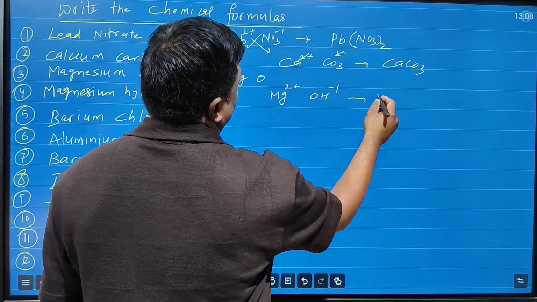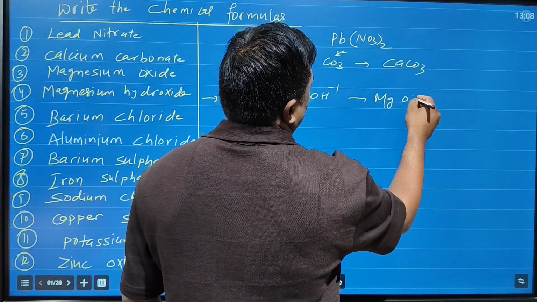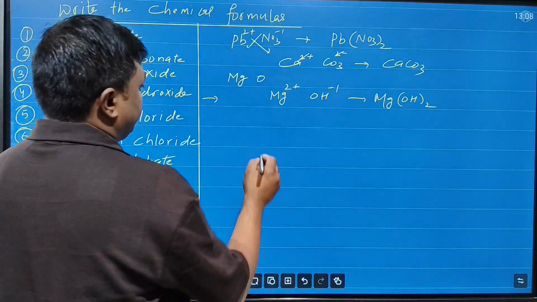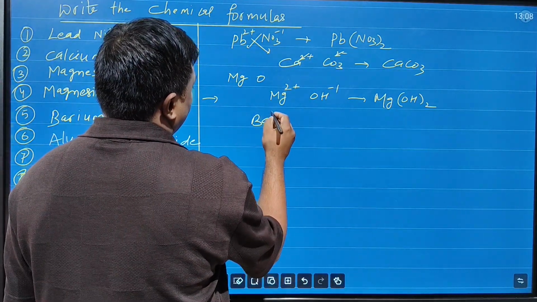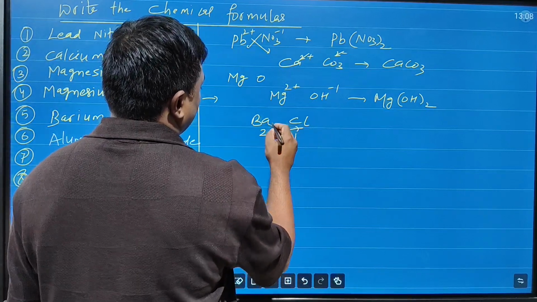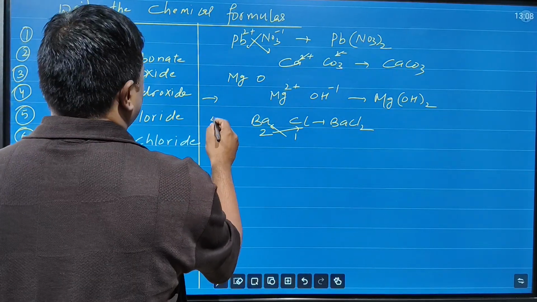OH minus 1. So we are going to write a 2 will move here, 1 will come here. So Mg(OH)2. Now barium chloride. So barium is what? Ba. Okay, valency is actually 2. Chloride is what? Cl. Valency is 1. Yes or no? So this is what? BaCl2. Barium chloride. This is the fifth one.